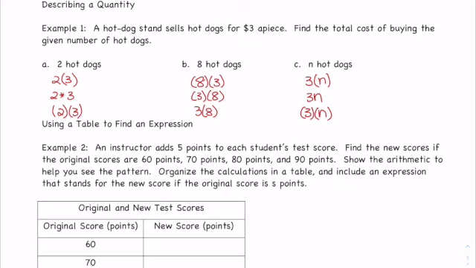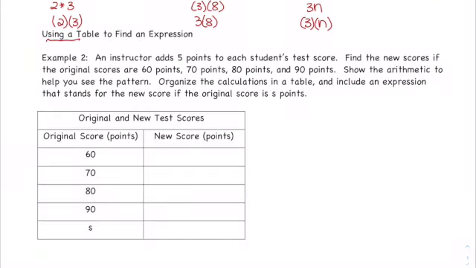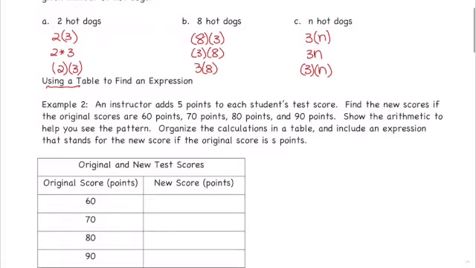Going down to the example, for 2 hot dogs, there's a couple of ways to write the expression. So 2 times 3, 2 times parenthesis of 3, parenthesis of 2 times parenthesis of 3. Those are all multiplication, and it can be written in different ways depending on which way you like. And then for n hot dogs, we will have 3n, or 3 times parenthesis of n, or 3 in parenthesis times parenthesis of n. There's a whole bunch of different ways of writing this, provided you use the symbols correctly. Use a table to find expressions. That is similar to when you have your table when you plot points.